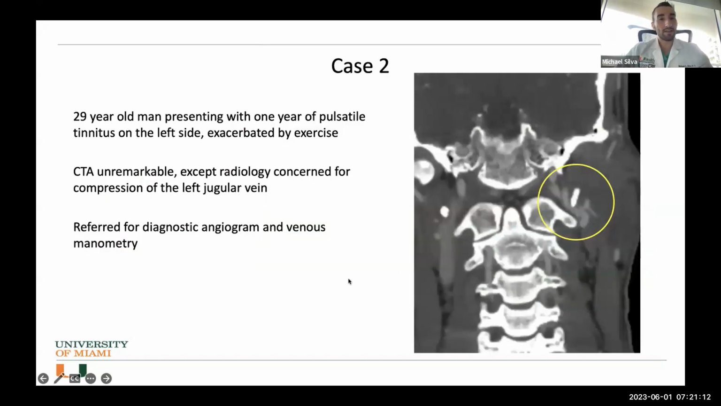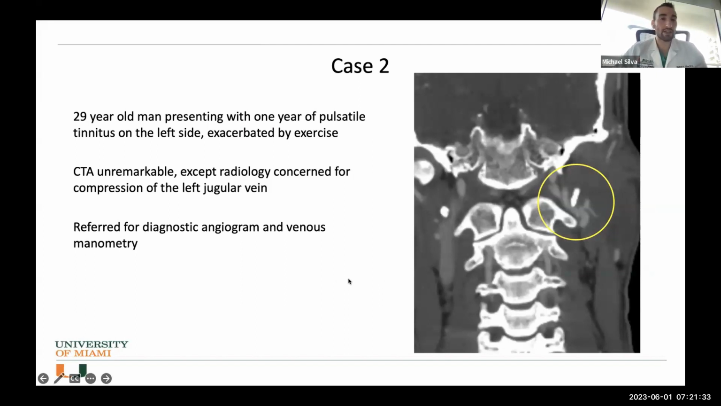So moving along, this is another case of a 29-year-old gentleman who presented with pulsatile tinnitus on the left side, exacerbated by exercise. He had a full non-invasive workup with a CTA, really mostly unremarkable. The radiologists were concerned for possible compression of the left jugular vein. No one really knew what was going on.